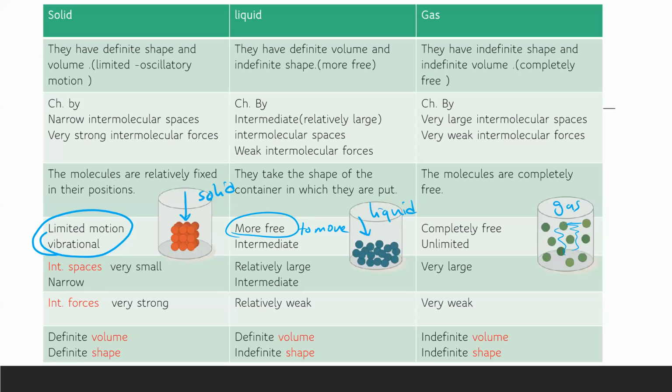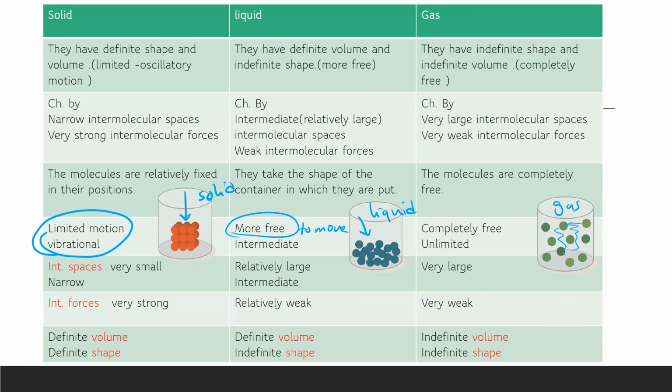This is the difference between solid, liquid, and gas related to the three properties of molecules we talked about together. And now we understand more why solid has definite shape and definite volume, why liquid has definite volume but indefinite shape, and why gas has indefinite shape and indefinite volume.